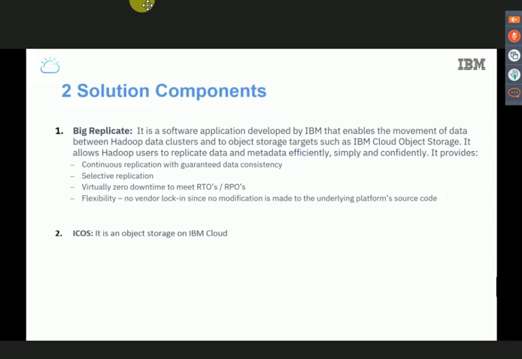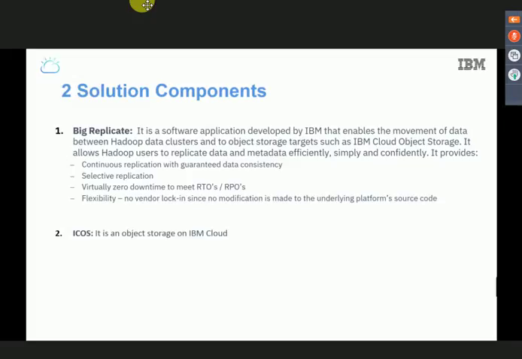2 solution components. Number 1 is IBM Big Replicate. Big Replicate is a software that IBM developed. It works with Hadoop and all distributions of Hadoop. It works with Hortonworks, it works with open source Hadoop, it works with Cloudera, and many others, MapR. Big Replicate is a software that has a few functions. It can replicate, it can back up. Even though the name says replicate, it can do a lot more than replication. It can do replicate, it can do archive, it can do backup. It can do all 3 functions. And it's a software that you can consume from the cloud or you can buy on-prem, whatever works for you.